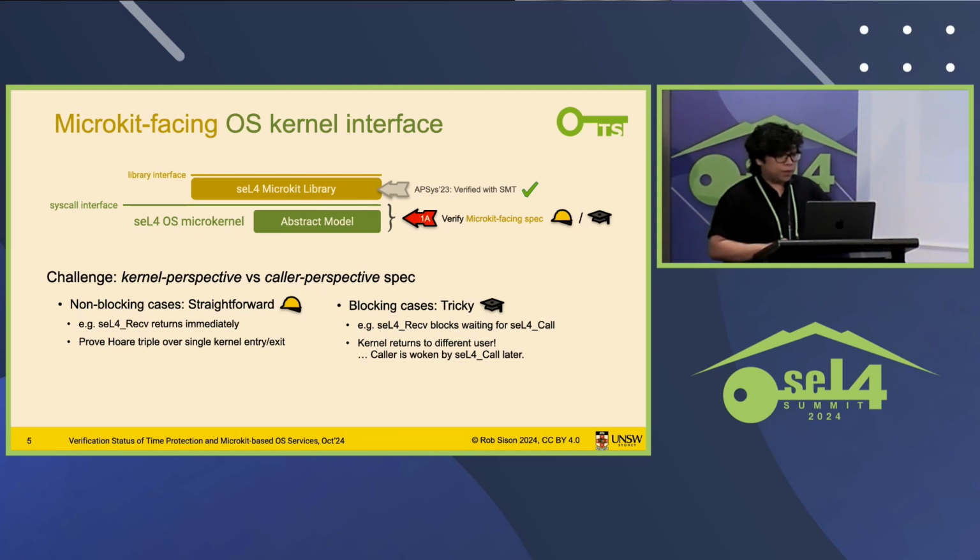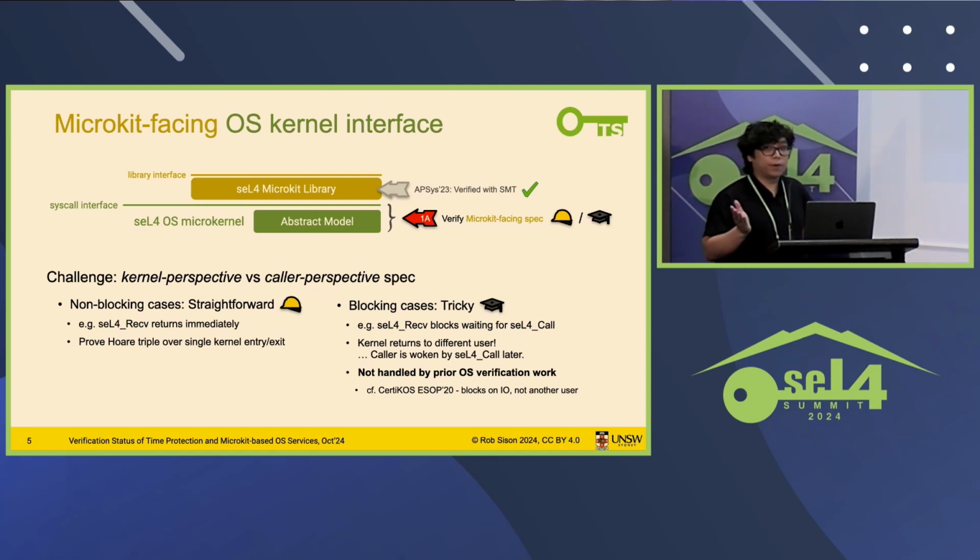It turns out that this case is not actually well studied, or at least not in the literature. It doesn't seem to have been handled by prior OS verification work, which makes it research. So we'll have to figure out what to do there, and I have some ideas, so ask me in 2 to 4 months, and we'll see if we got there with it. The closest thing I found was a CertiKOS paper where there is some blocking, but it's on I/O, not on the actions of other users. So that's under investigation now.